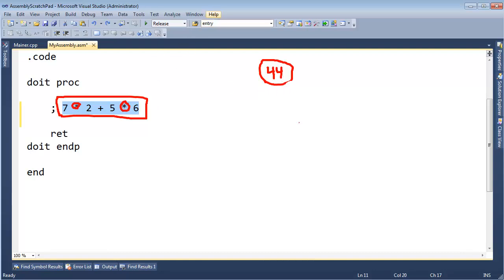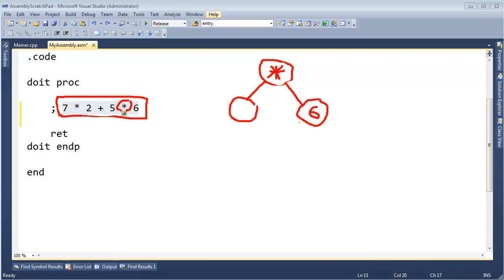Well, what's the last thing to evaluate if I have 7 plus 2 plus 5 times 6 and I'm the standard calculator? I'm not thinking about order of precedence. What's the last thing to evaluate? Well, it evaluated this multiply last. So now that multiply is at the root of the tree. Well, what's the right operand? The right operand is 6, like so, and then the left operand you may think is 5, but it's not 5. It's the result of something plus 5.